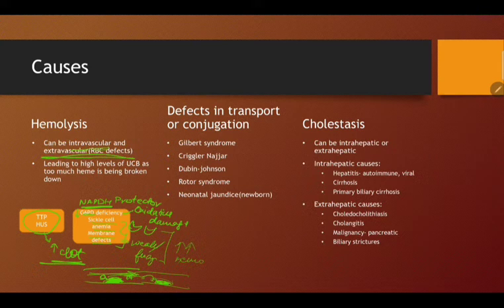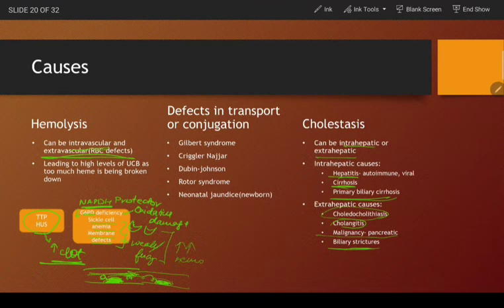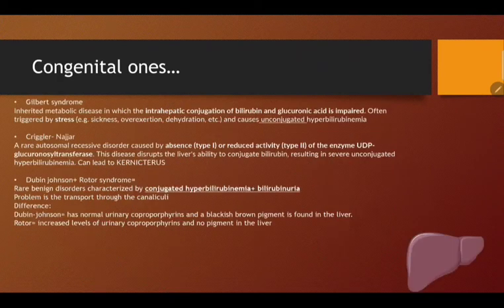We're going to talk in the next slide about defects in transport or conjugation. I'm not touching on that now. And then there's cholestasis, which can be intrahepatic or extrahepatic. Intrahepatic is when there's too much inflammation, hepatitis, cirrhosis, fibrosis or damage of the cells of the hepatocytes, and primarily biliary cirrhosis, which we read about, right? Extrahepatic is when there's choledocholithiasis or cholangitis, or if there's a malignancy, as we saw, obstructive, or if there's any biliary atresia, right?